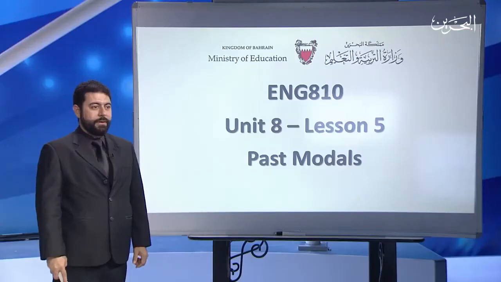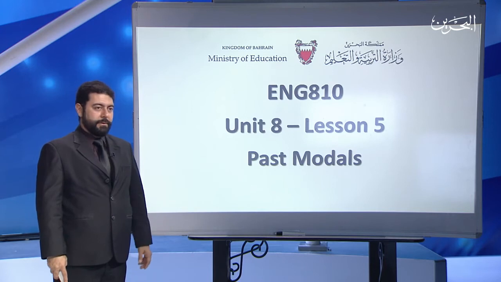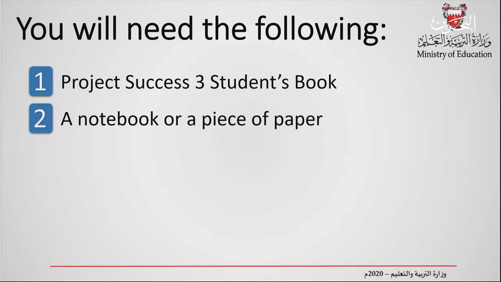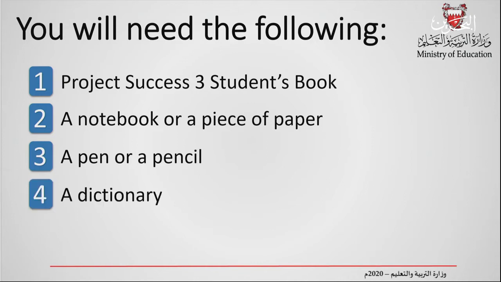This lesson is for English 810 for technical and vocational schools. It is Unit 8, Lesson 5, Past Modals. In order for you to do the lesson well, you need the following. Number 1, Project Success 3 Student's Book. Number 2, a notebook or a piece of paper. Number 3, a pen or a pencil. And number 4, a dictionary.